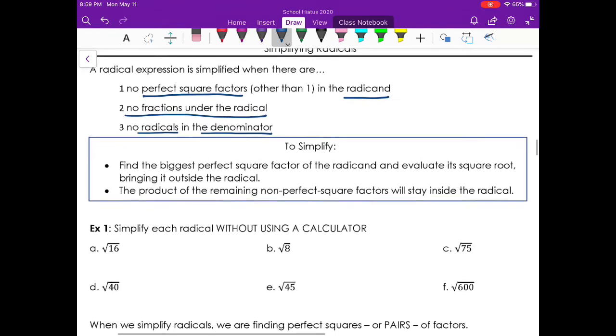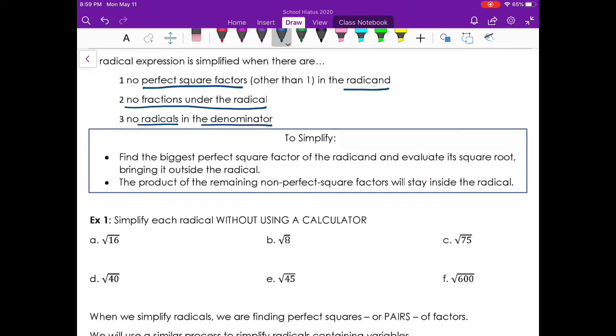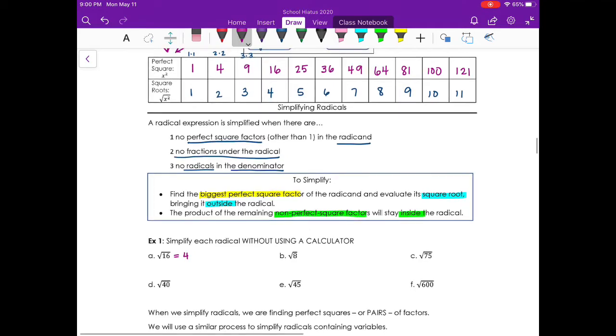What we're going to do to simplify these expressions is find the biggest perfect square factor of the radicand, evaluate its square root, bring it out, and then leave the non-perfect square factor inside. For example 1a, we're taking the square root of 16. 16 is a perfect square, and the root is 4. A common mistake students make here is that they think, oh, 4 is a perfect square, and I'll take the root of that again. But once you use that radical symbol, it's simplified, and you won't take the square root again.